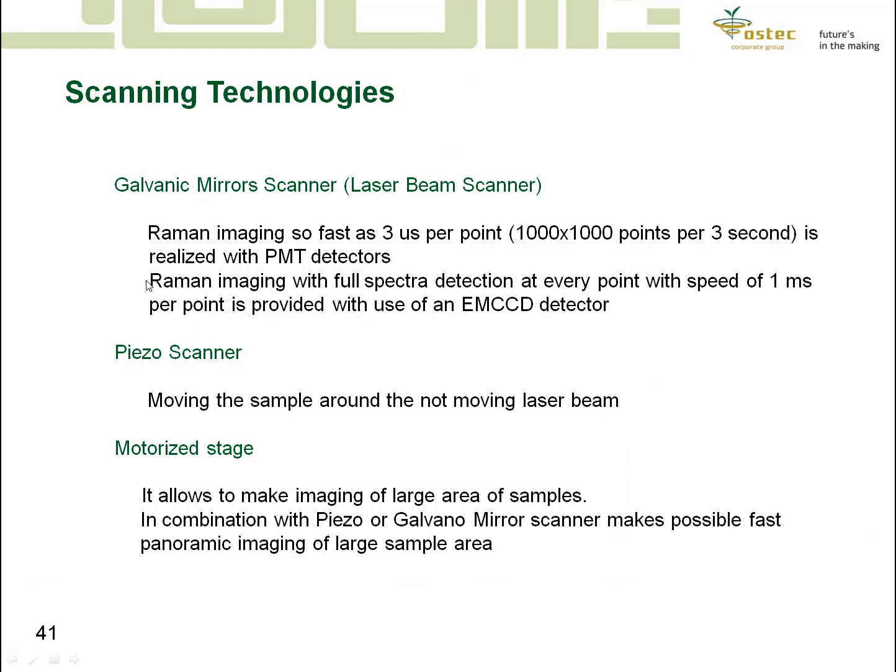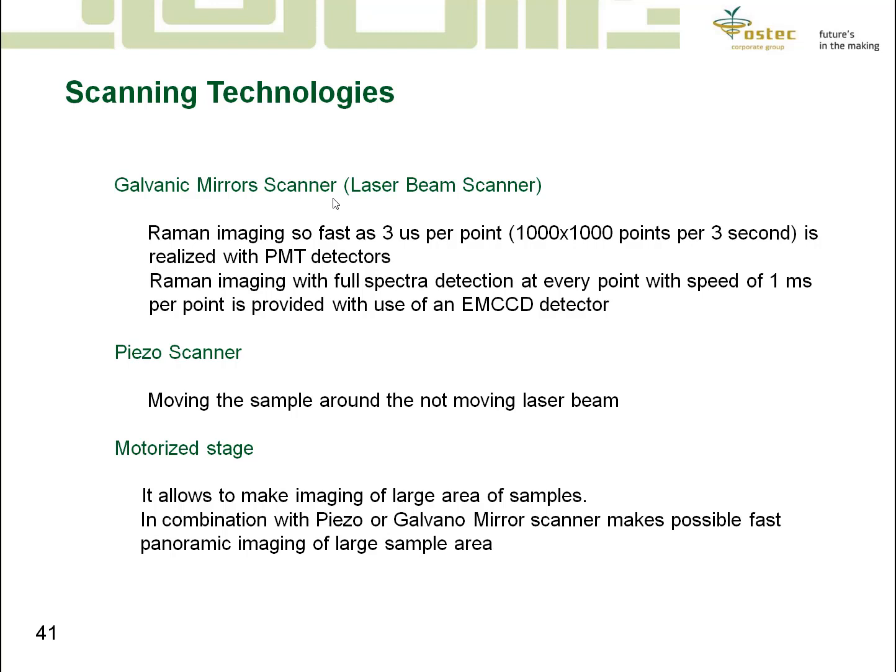And also to get fast and reproducible scan images, it's important to use a proper driver, proper scanner. What are the types of scanners which we can use? Of course, the most popular is the motorized scanning stage. Normally it has a resolution of about 100 nanometers. The step size of the scanner is 100 nanometers, but it allows scanning a very wide range, several centimeters, something like this.